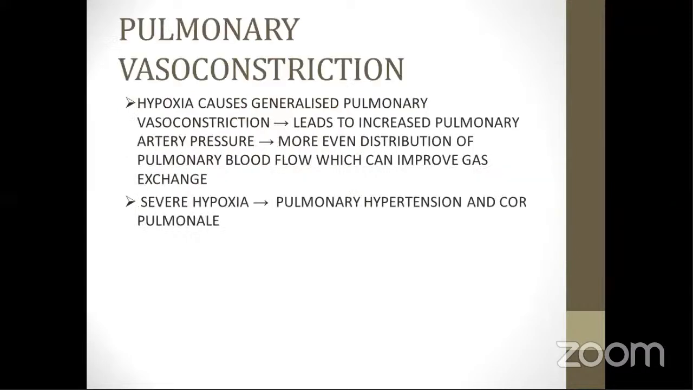And next physiological change is pulmonary vasoconstriction. Another important thing, pulmonary vasoconstriction. How is this pulmonary vasoconstriction occurring? Hypoxia causes generalized pulmonary vasoconstriction, which will lead to increased pulmonary artery pressure. Okay, and when there is increasing pulmonary artery pressure, what happens? There is more even distribution of pulmonary blood flow, which can improve gas exchange.